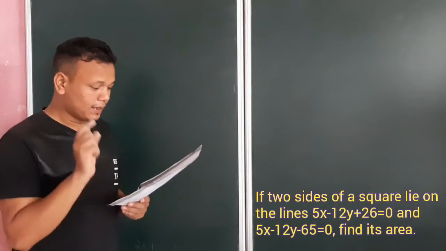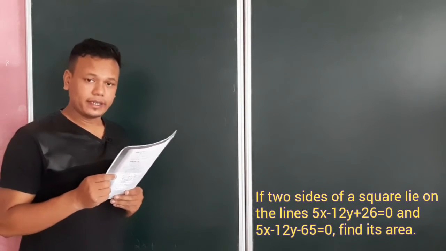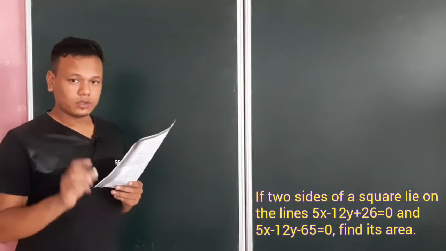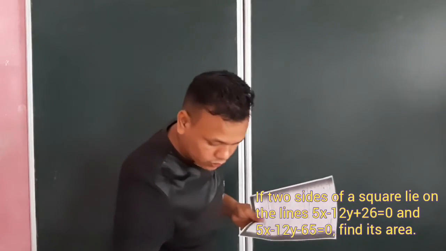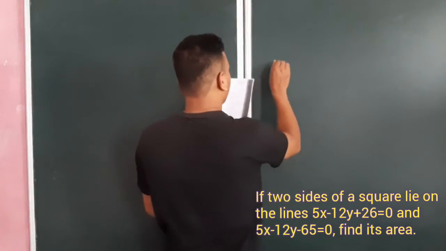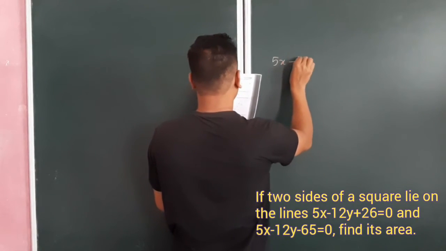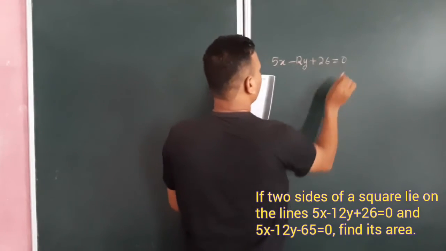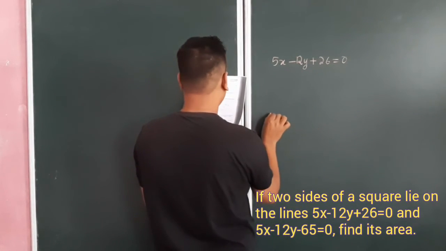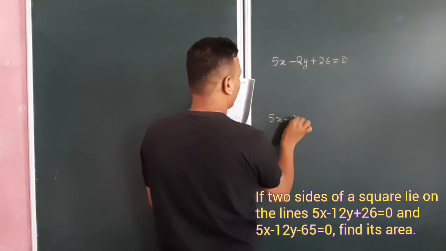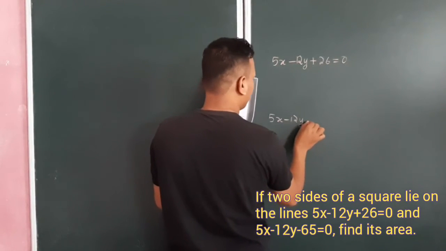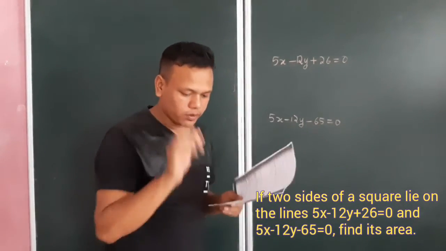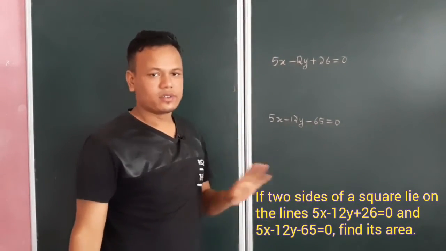Let me take the last question for the day, that's question number 18. The question says, if two sides of a square lie on the lines, so there are two lines given to us, let me write down those lines. The lines are 5x minus 12y plus 26 equals 0, and another is 5x minus 12y minus 65 equals 0. So these are the two sides of a square.